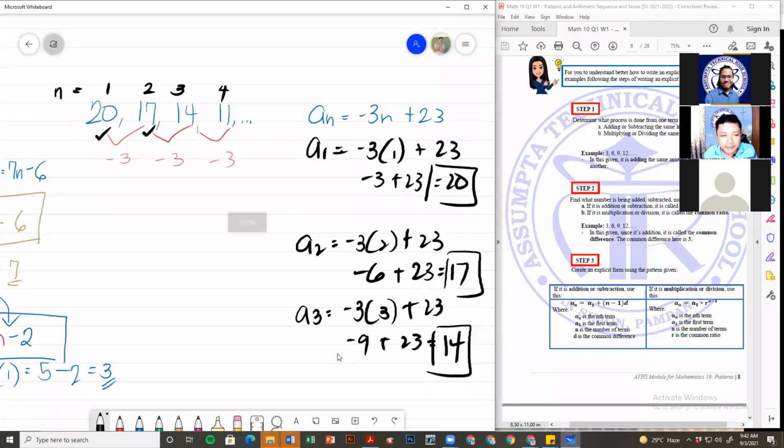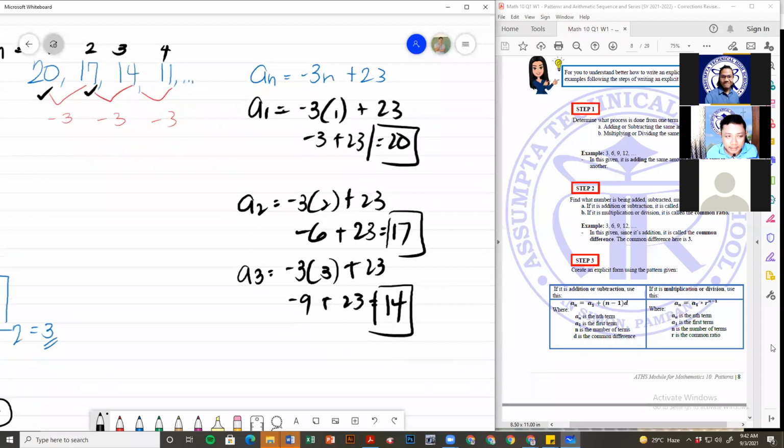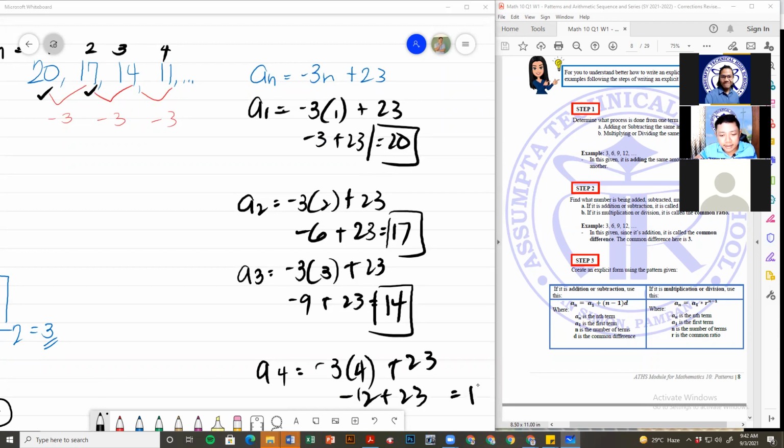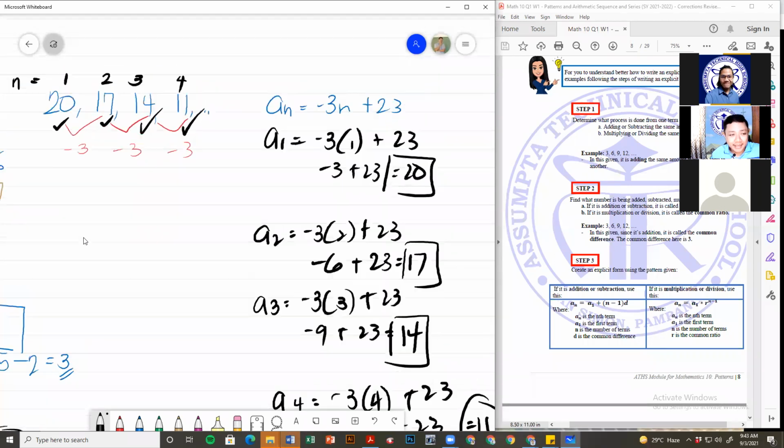And finally, for the last one, let's try a sub 4. That becomes negative 3 times 4 plus 23. That's negative 12 plus 23, and that is 11. Wow, perfect. Very good, May. Congratulations. Virtual congratulations for May Maneha. Galing. So actually, that's just the same process, right?